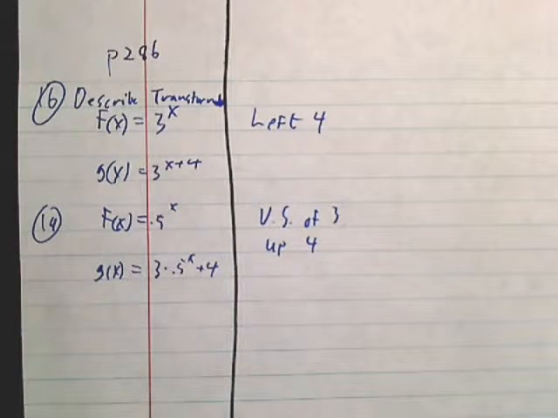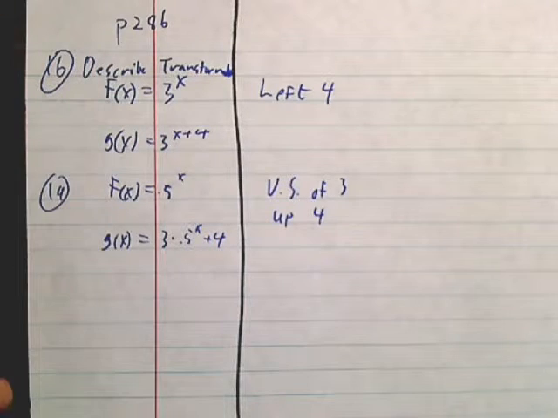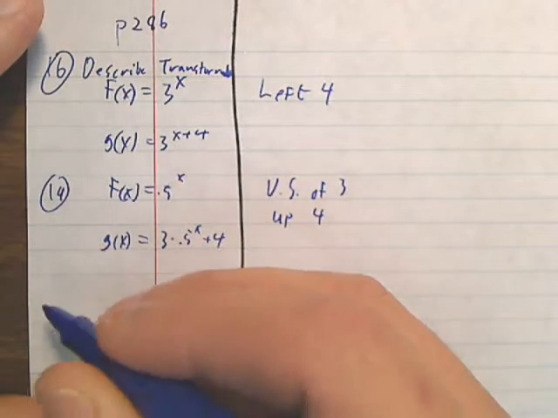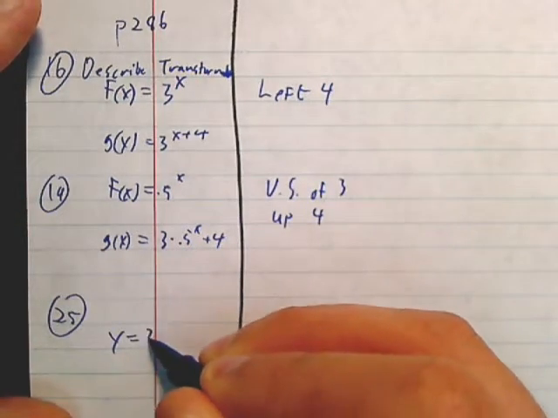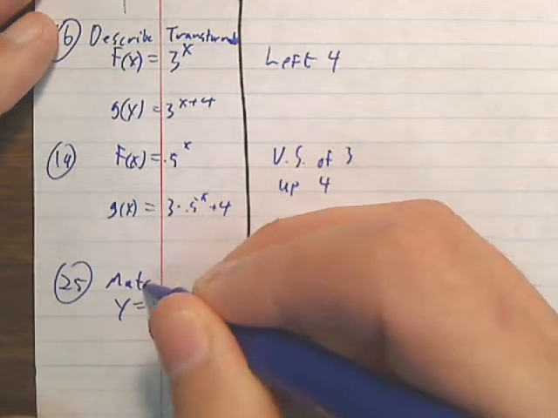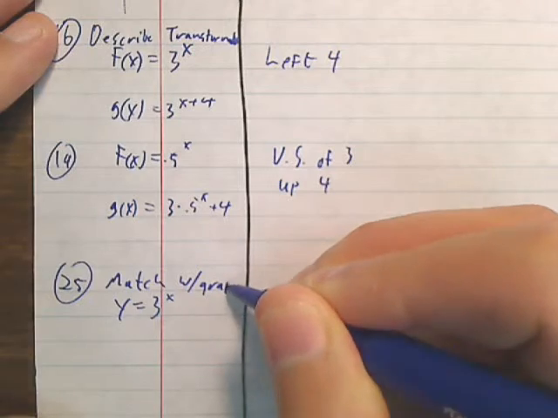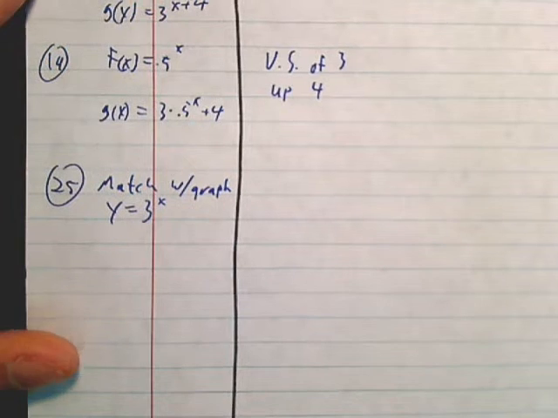We're going to try number 25. Number 25, match the given function with its graph. Explain how to make that choice without using a calculator. So we're not going to use a calculator here to match this. 25, y equals 3 to the x power. Match with graph. And let me go ahead and give you a minute to try and do that. And don't use your calculators.